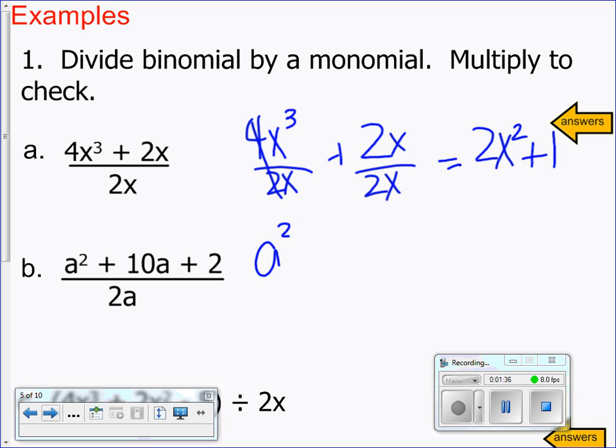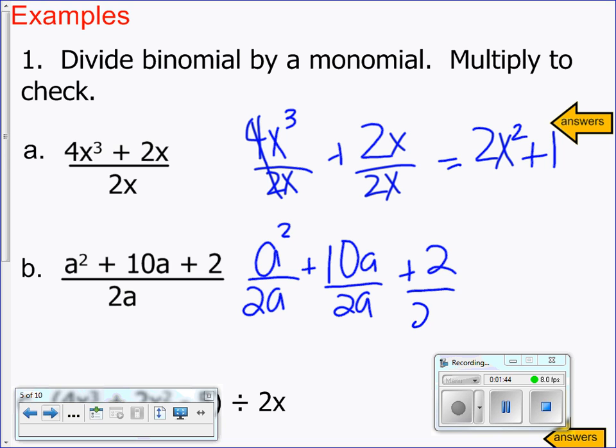a squared over 2a plus 10a over 2a plus 2 over 2a. So a squared divided by 2a would be a over 2. 10a over 2a would be 5. And 2 over 2a would be 1 over a.